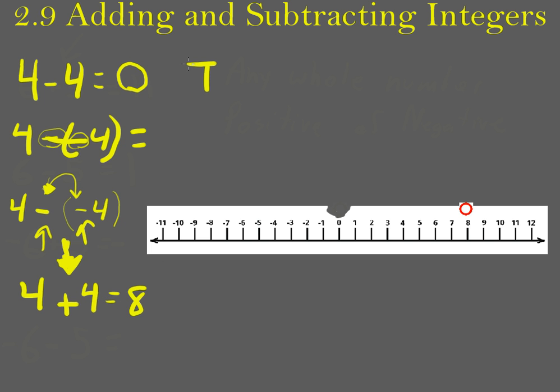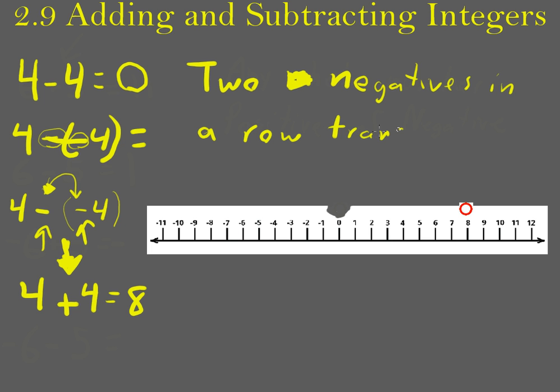So write that down in your notes somewhere, and I'll write it up on the screen too. But 2 negatives in a row, we can say like transformers, they transform into a plus sign or addition. And that's really important to remember: when you see those 2 negatives in a row, it transforms into addition. So go ahead and pause and write that down.